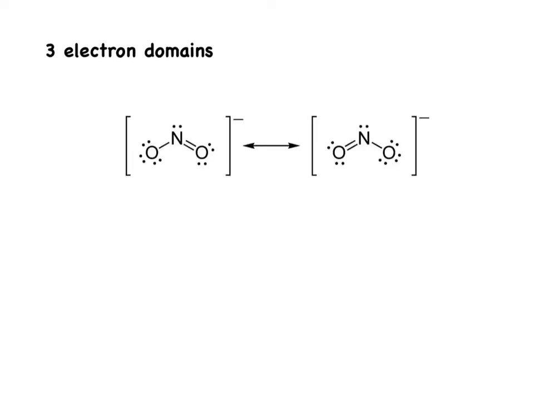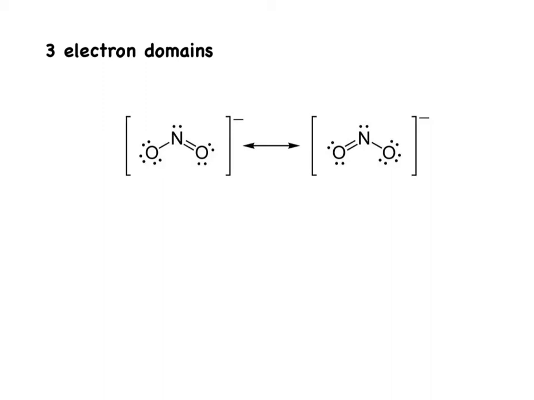Another molecule that has 3 electron domains is the nitrite ion. And remember, the nitrite ion has resonance structures. So 3 electron domains. In this case, we have a bonding site here for a single bond, a bonding site here for the double bond, and then we have a lone pair of electrons, or an unshared pair of electrons, on the nitrogen. So we have 3 electron domains, although only 2 of them are actually bonded.